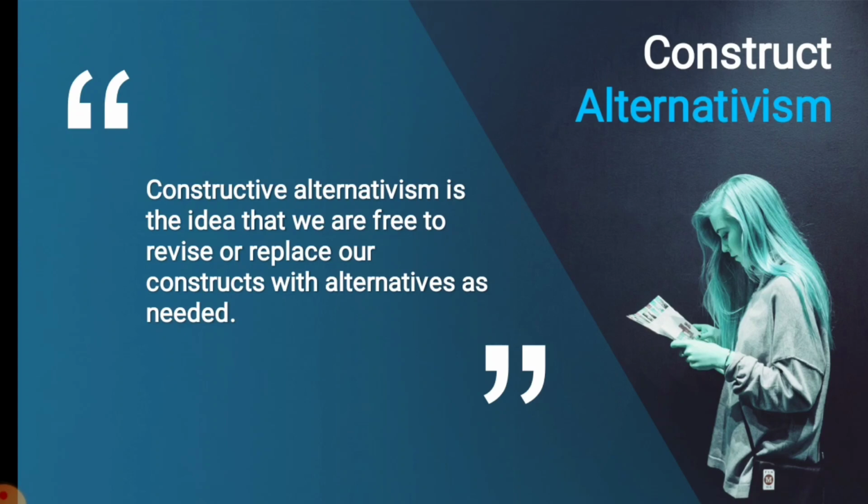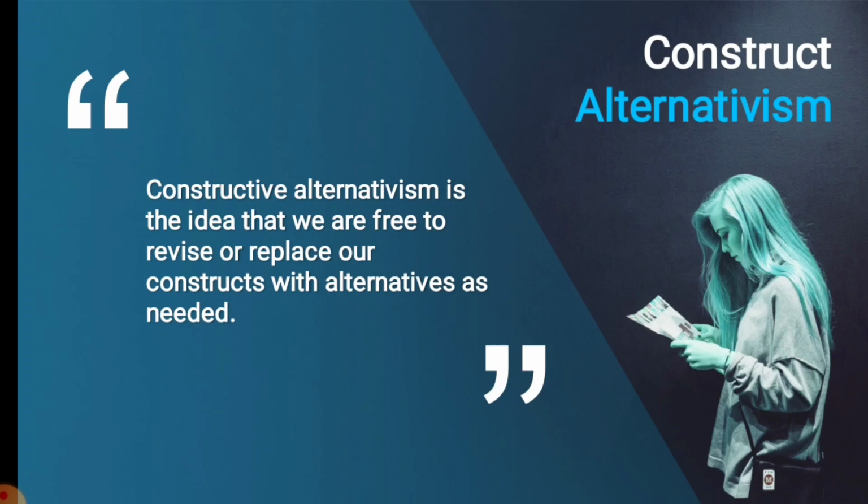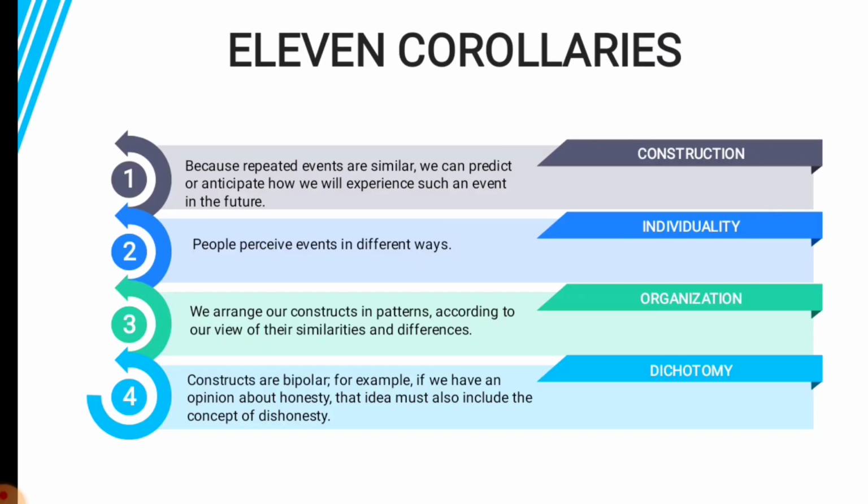This is the basic postulate that assumes that people are constantly active in their way of anticipating events. So with this, we can discuss the 11 corollaries, because this term refers to the different constructs. We have the way of how we interpret the events that happened in our lives, so that we have the 11 corollaries being formed.